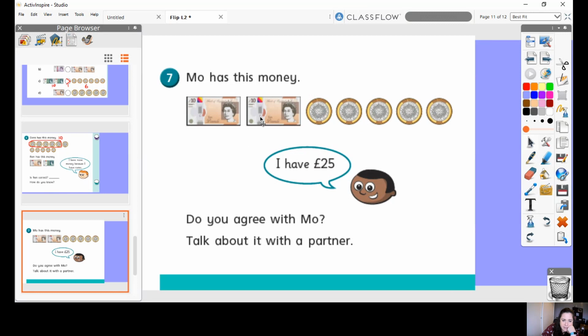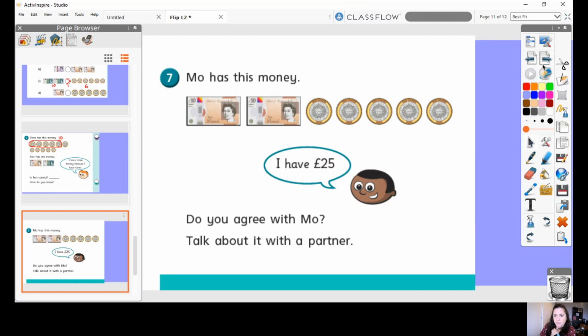I think you might have to have a careful look at this one and think about whether he's got the value of everything correct. So if you agree with Mo, you can put yes, and if you don't agree, perhaps you could put no, and you could put how much he does have, and that would help him out.